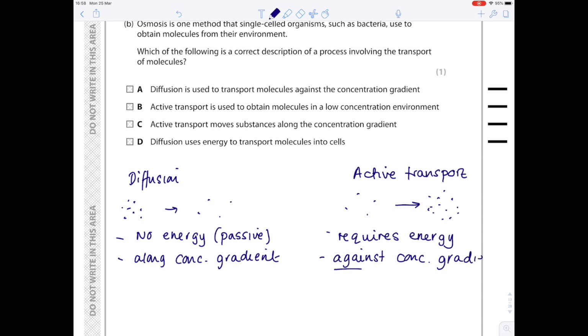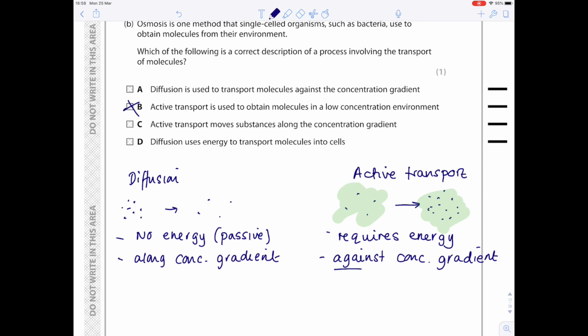So let's hopefully find that one of these options agrees with something I just said. Which of the following is a correct description of a process involving the transport of molecules? A. Diffusion is used to transport molecules against the concentration gradient. No, we've already said it's along the concentration gradient. B. Active transport is used to obtain molecules in a low concentration environment. So you should be able to see from my diagram that this is the low concentration environment and those particles are moving to a high concentration environment, which is why I think B is the answer.